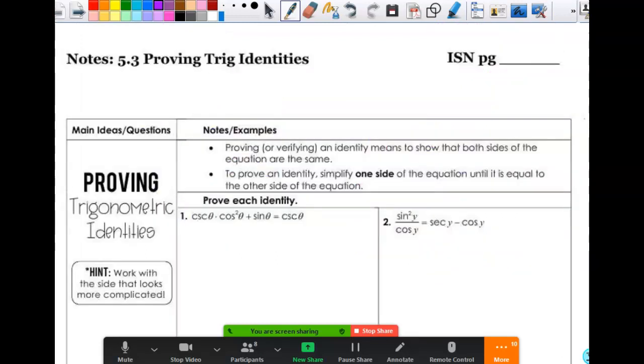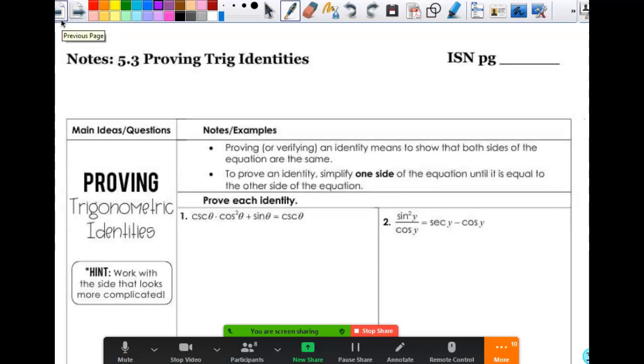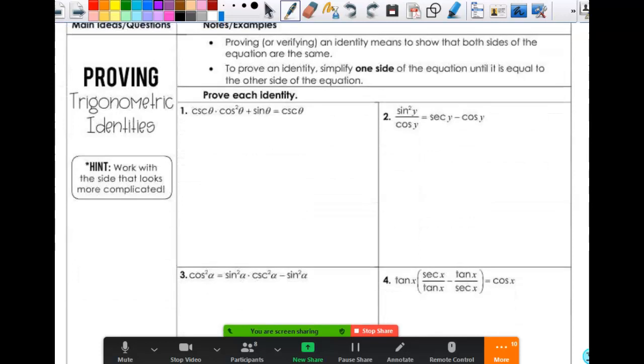So if we're proving or verifying identities, proving or verifying an identity means to show that both sides are the same. The show is the key word there. And those of you that are stubborn and haven't been doing what has been expected of you for probably years, because you never want to show anything, are going to have more difficulty with this than the people that normally show most of their work.